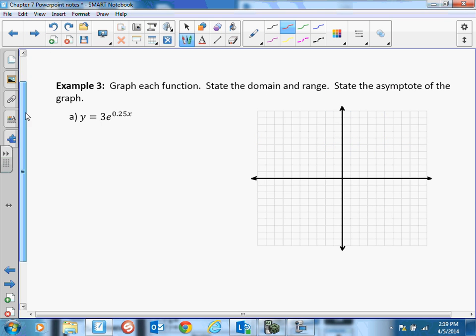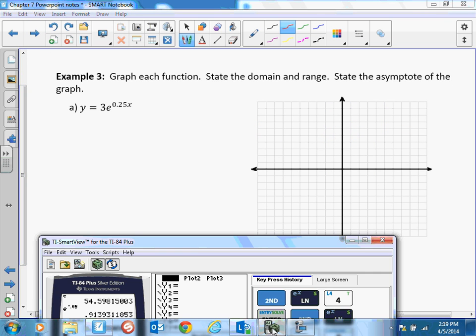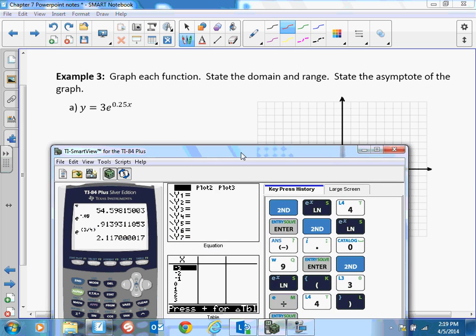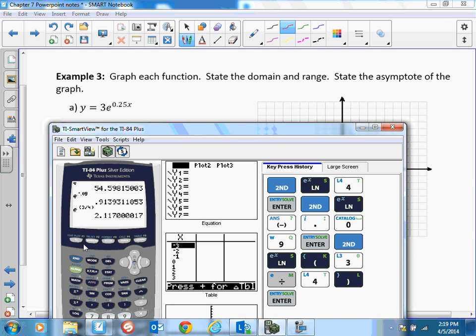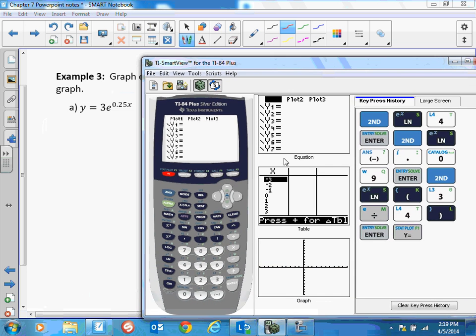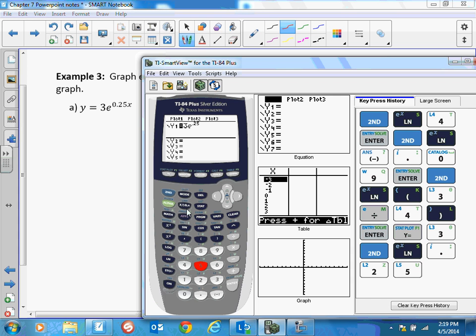Okay, so the first one says graph each function. We're just going to use the graphing calculator and go to y equals. And we're going to, let's move this over. 3 second e to the power of 0.25x. Then we hit graph.